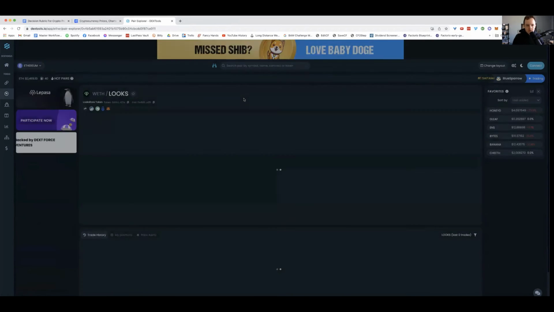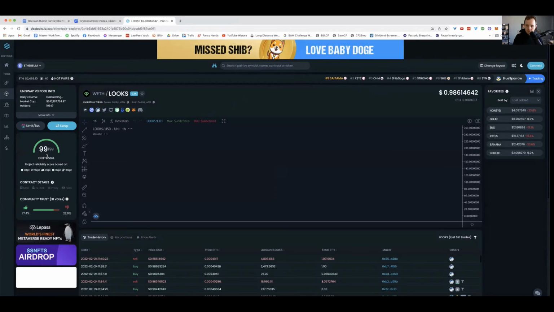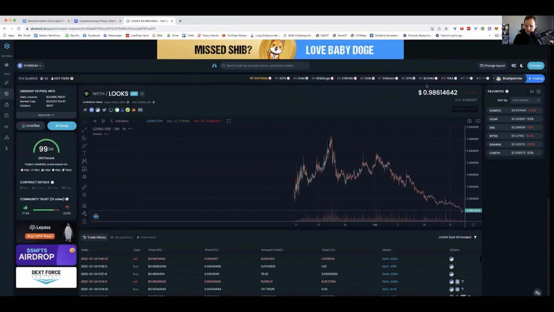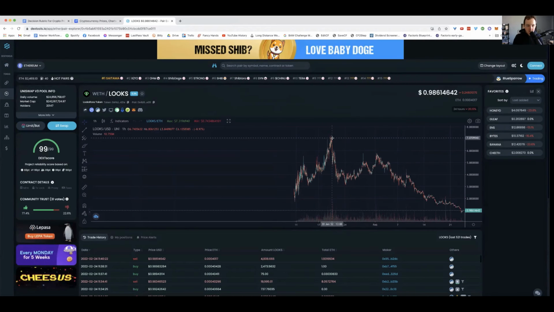All right. So here's the Looks Rare token. And this particular token has crashed since I last looked at it, but I got up to like $4 or $5, $7 at the height. I got a bunch for free. I think I got like 1,500 tokens for free, which is pretty cool.